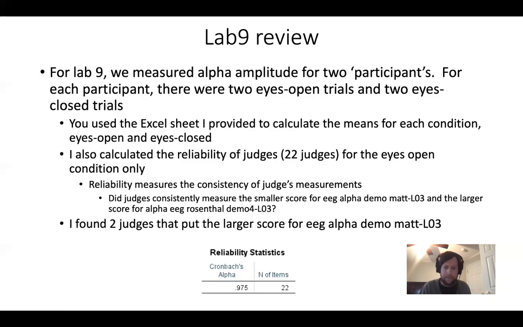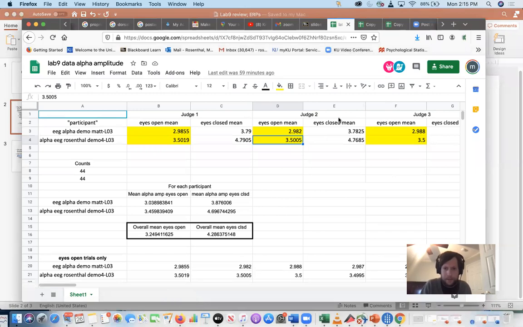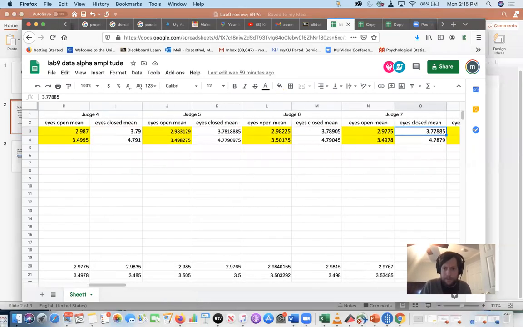But I want to point out a couple things. I found 2 judges that actually didn't do this. I found 2 judges where participant EEG alpha demo mat L03 actually had the bigger alpha amplitude. They basically appeared to, and then for alpha EEG Rosenthal demo 4, these people put the smaller score. So I actually want to show you those people. It's anonymous, so we don't actually know who those people are, but I will show you those. So it's in this one, I believe. Let's go to the end here because that's where they were located.